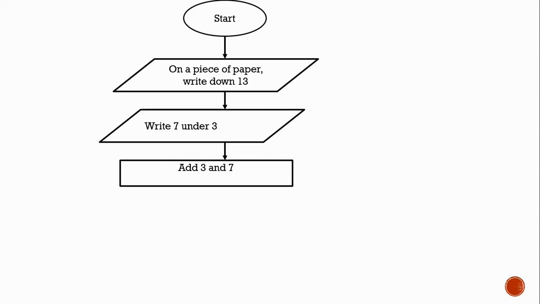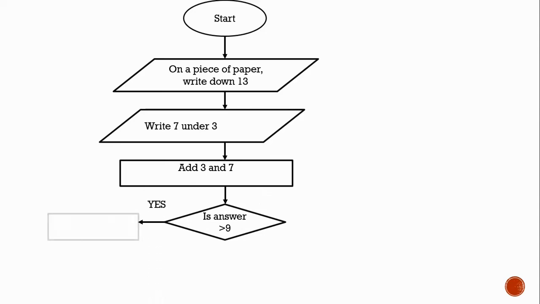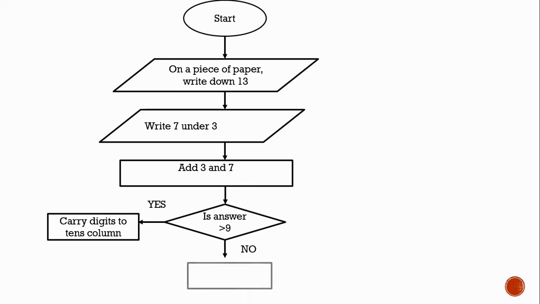It depends upon a condition. The condition is, is the answer greater than 9? If it is greater than 9, in case of yes, you will send a carry to the next value. But if it is less than 9, it is not greater than 9. So what you will do, you will add up the tens column.